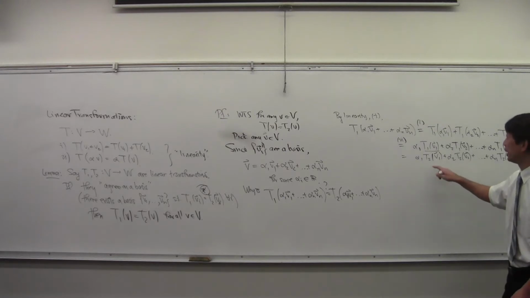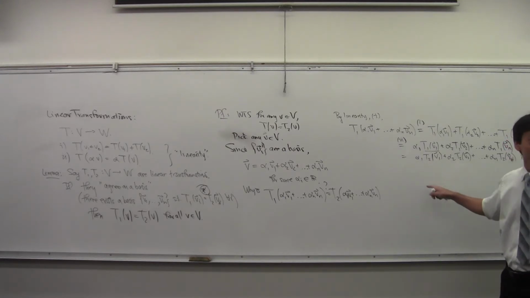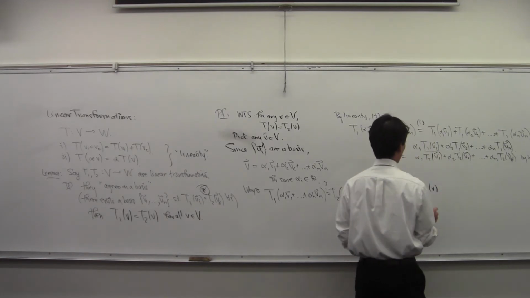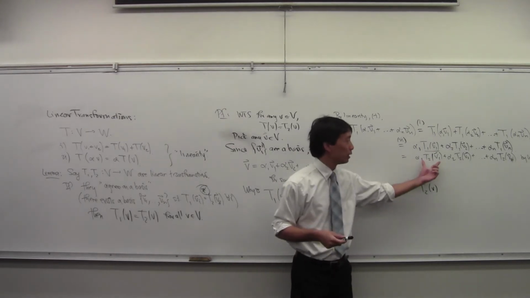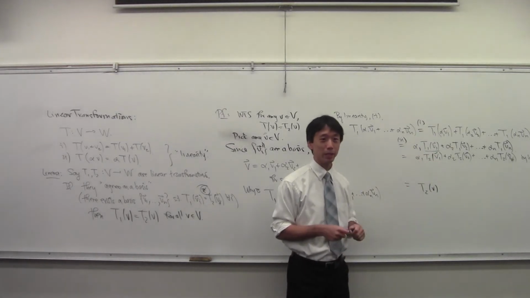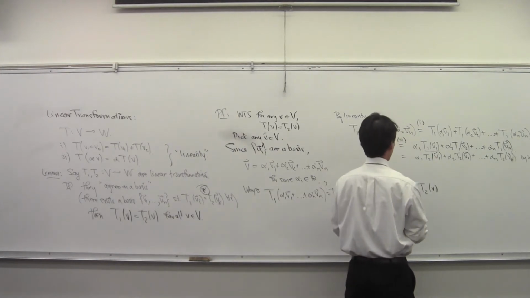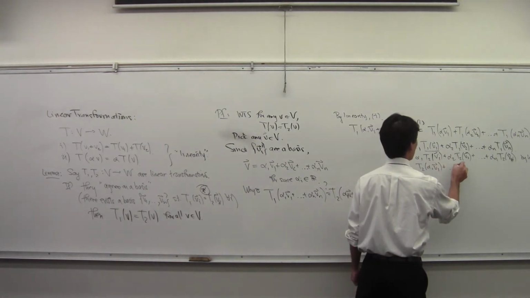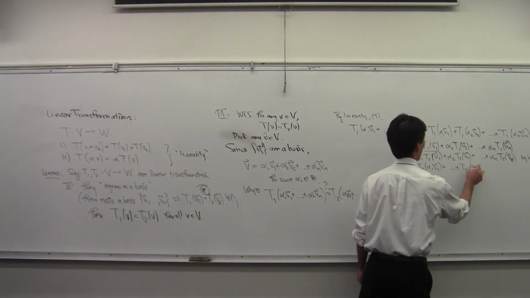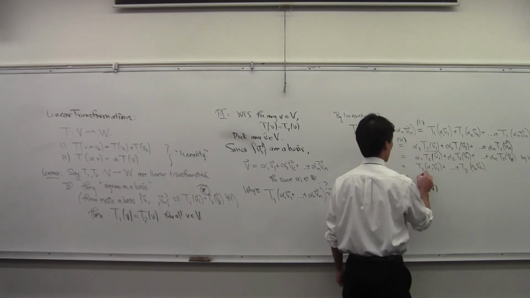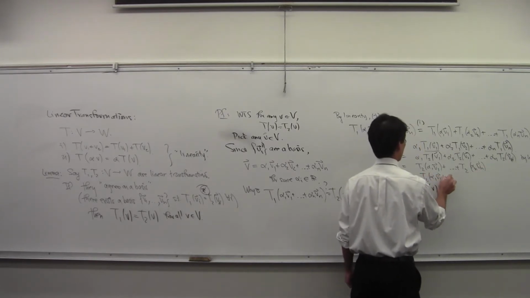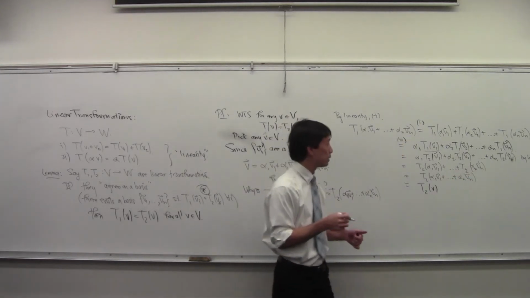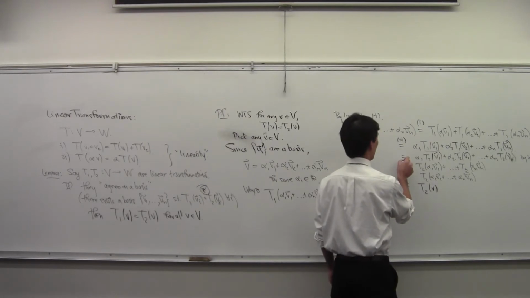Okay. And then we can put everything back together. We can get back to T2 of V by just reversing what we just did. So again, we can slide the alphas back in. This becomes T2 of alpha 1 V1 plus T2 of alpha n Vn, which is T2 of alpha 1 V1 plus alpha n Vn. But that's just V. So we use linearity again backwards, in the reverse order.